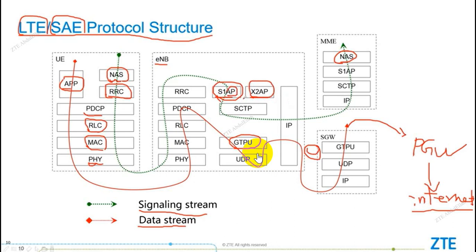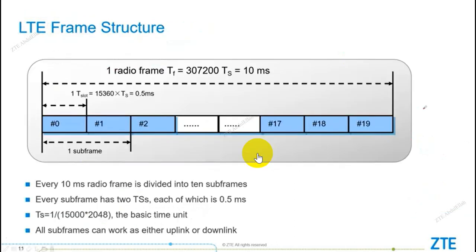AP means application, so we can think this is an application layer. And SCTP is only used for signal transmission protocol in the LTE system, right? This protocol is named Stream Control Transmission Protocol. After that, it is sent to the core network, and the core network unpacks it. The core network MME will understand what signaling you want to transmit. Okay, so this is the LTE and SAE protocol structure.